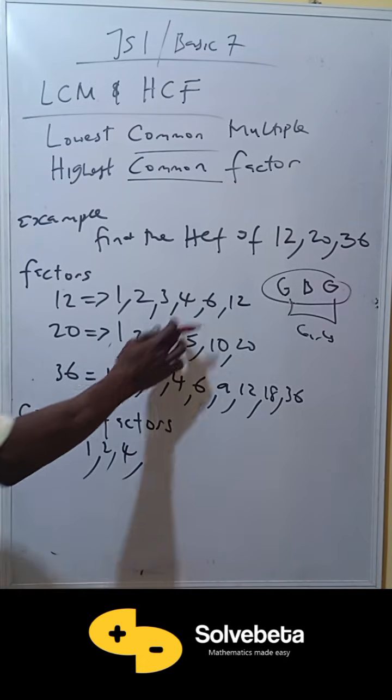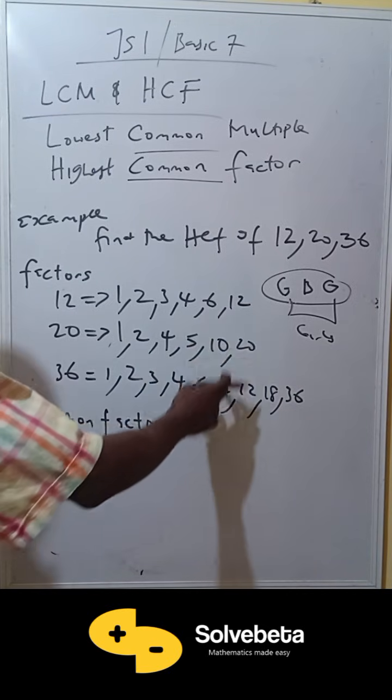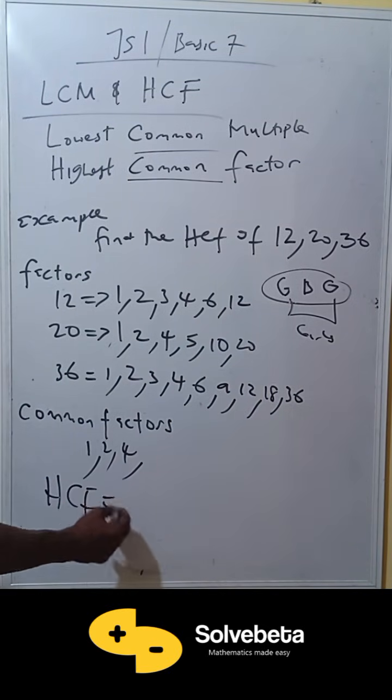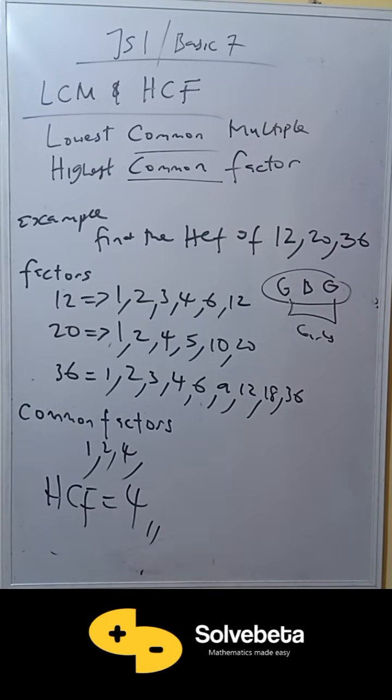4 is here. 1, 2, 3 is here. 6 is not there. 12 is not there. So these are the common factors. The HCF then, by reason of this, is 4. So the HCF of 12, 20, and 36 is what?